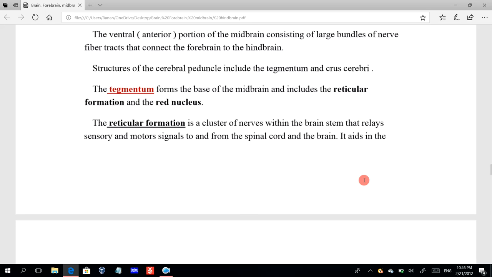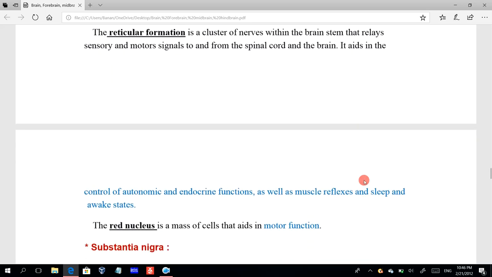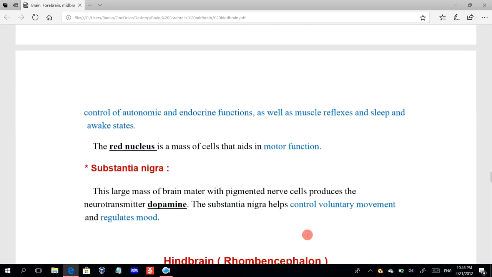And the red nucleus, of course, this reticular formation aids in the control of autonomic and endocrine functions, as well as muscle reflexes and sleep and awake status. All these things are done by the reticular formation. The red nucleus is a mass of cells, gray matter of course, that aids in motor function.